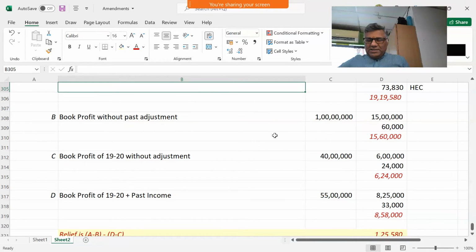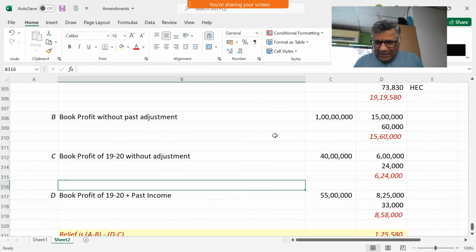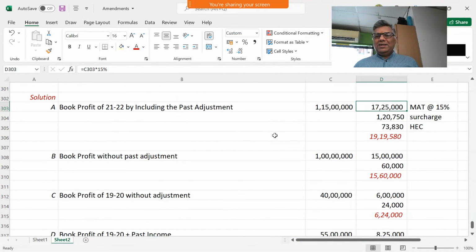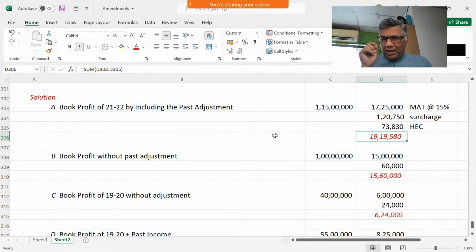Friends, logic is simple. Had I paid in that year itself, I would have paid this much. Because I am including it this year, I am paying more, because of various reasons. That is the logic of this adjustment. It is a relief provided because you are paying MAT.